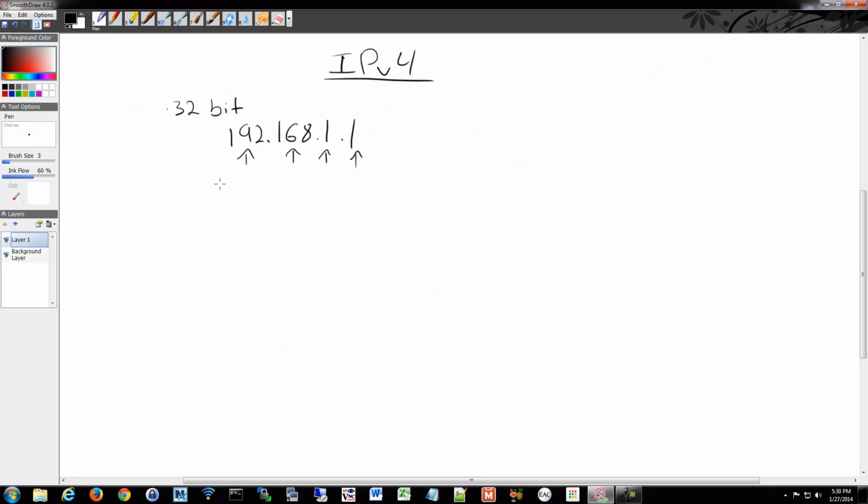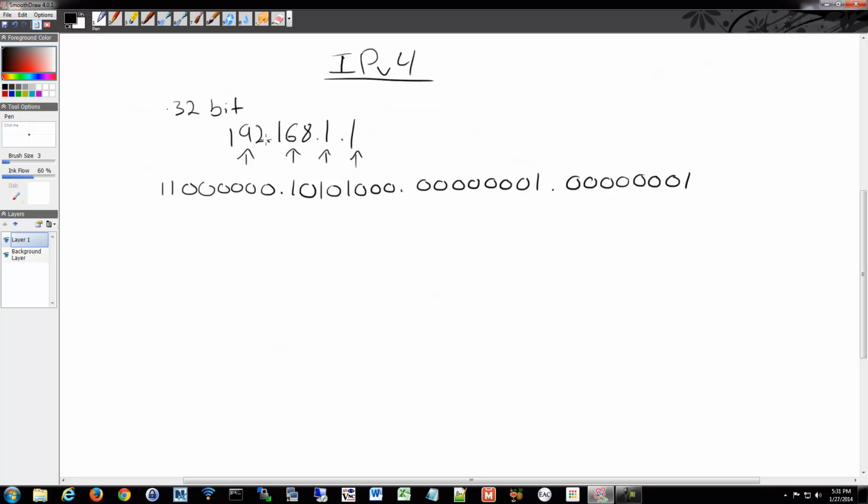So what this looks like in reality is something like this. I'll need a lot of room for this. So it'll look like that. This is a decimal conversion of the actual binary ones and zeros that the computer knows.